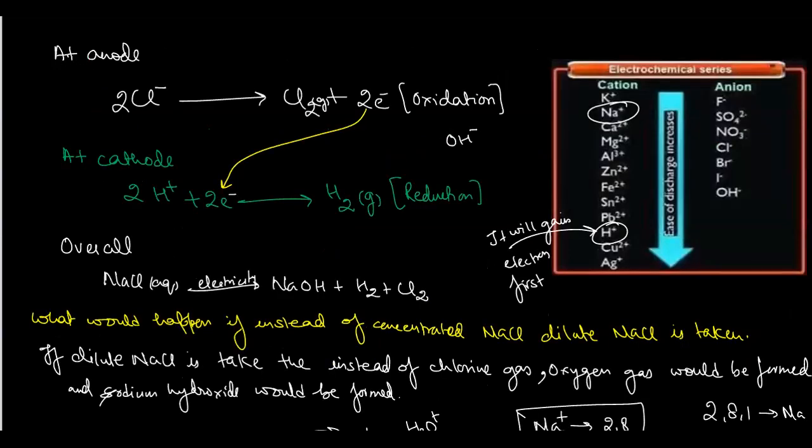At the anode, what happens actually? The anode is positively charged, so there are two negatively charged ions: the OH minus ion and the Cl minus ion. I have told you that in that case, Cl minus will lose its electron more easily as compared to the OH minus ion.